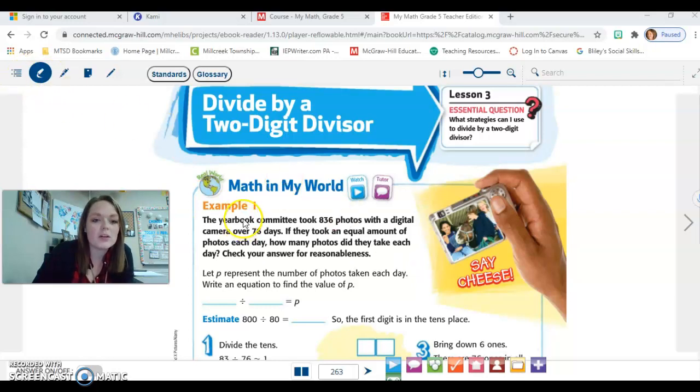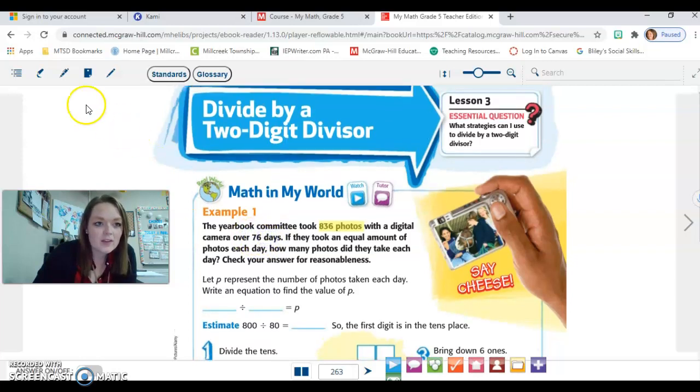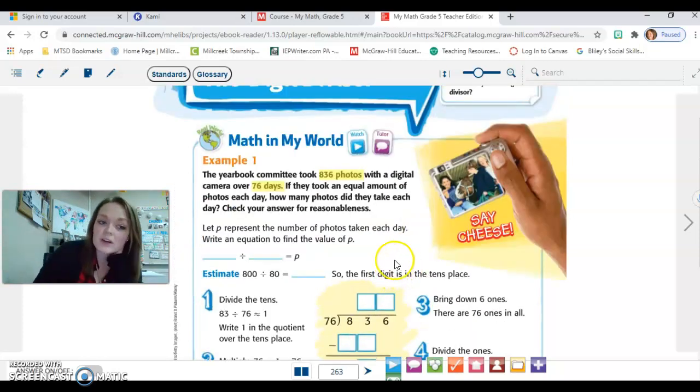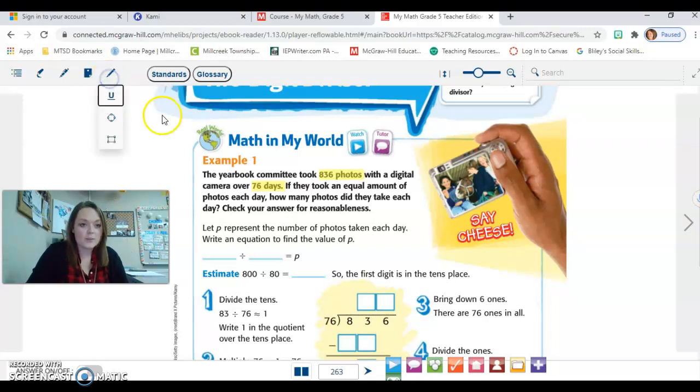First thing we're going to do is highlight our numbers and the important parts of our word problem. 836 photos and 76 days are important. We're going to take these two numbers and divide them to find how many photos they took each day.